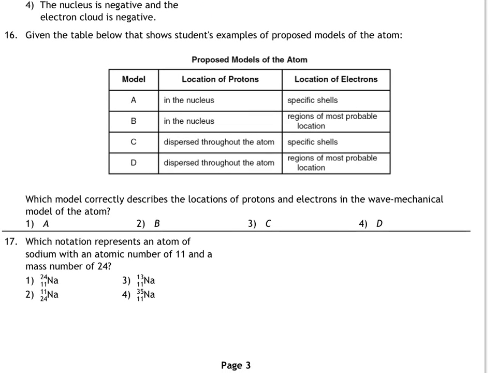In 16, given the table below that shows students examples of proposed models of the atom, in model A, protons are in the nucleus, electrons are in specific shells. That sounds like Bohr to me.